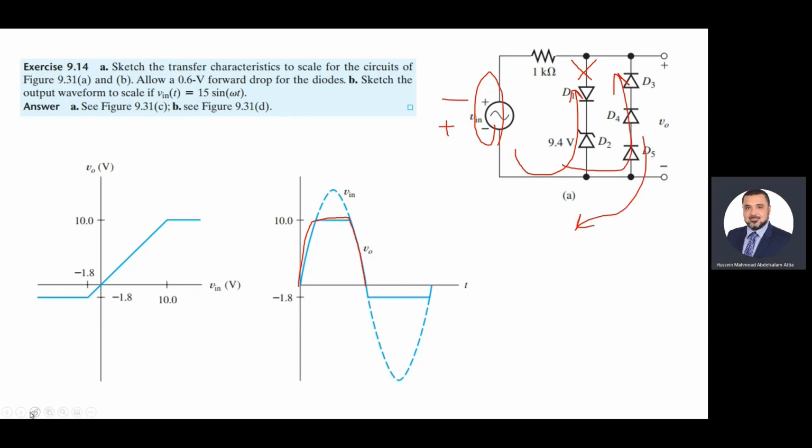The new circuit is to replace these yellow guys by forward bias, 0.6 plus 0.6 plus 0.6, which is 1.8 with negative value. So the new circuit is 0.6 plus 0.6 plus 0.6. This is negative 1.8 at V out. So as you can see, we can play with the output.